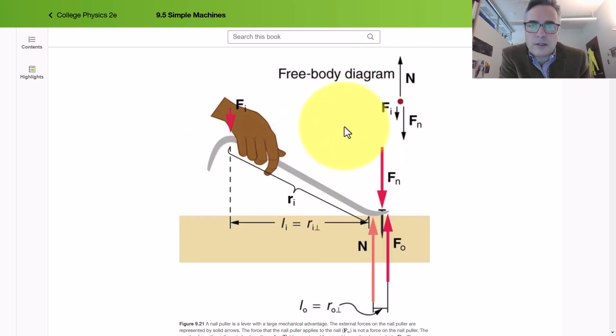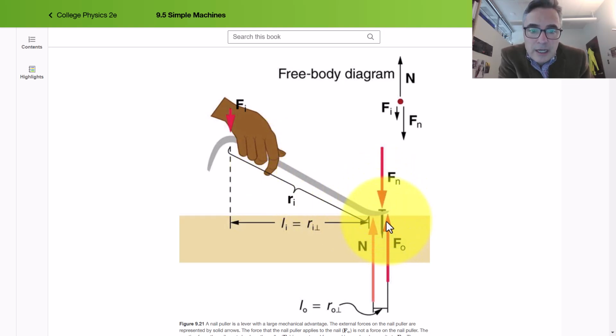And so the free body diagram just shows the forces actually acting on the crowbar, so it's just Fi, and this reaction force from the nail, and then the normal force from the floor. So I think the nail pushes down on the crowbar, and the crowbar pushes up on the nail. So Fo and Fn are the two forces in an interaction pair, so they're equal and opposite. But what's not fully explained here is that the torques balance on the crowbar.